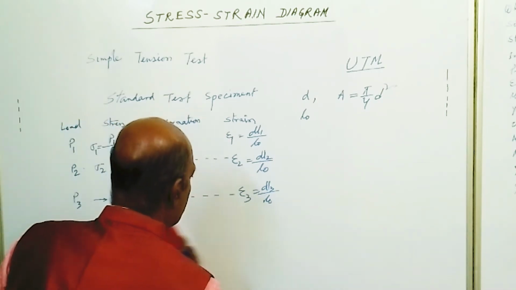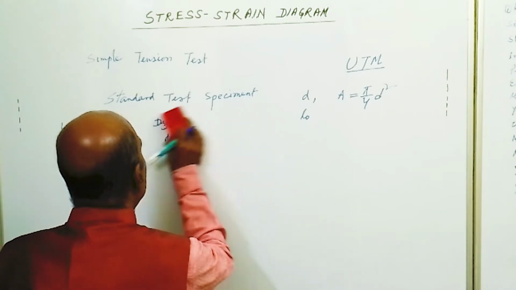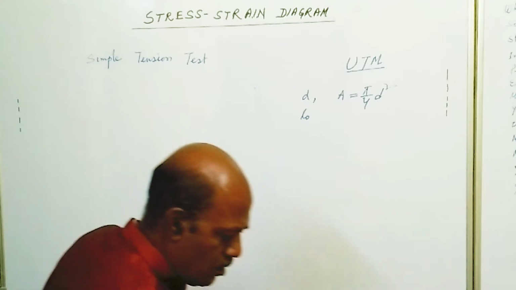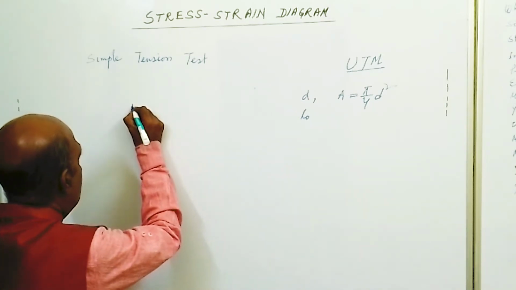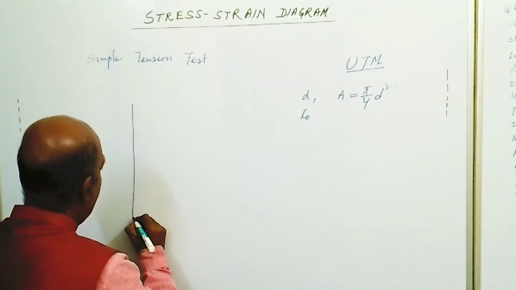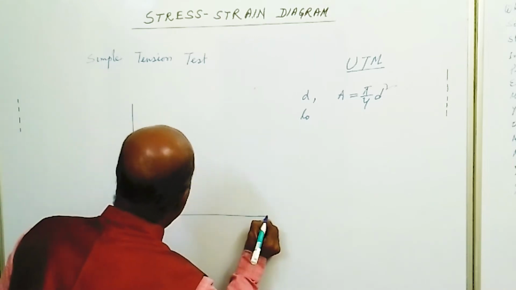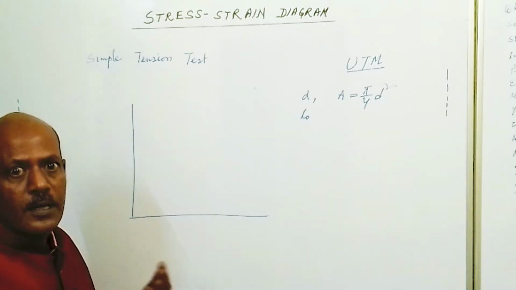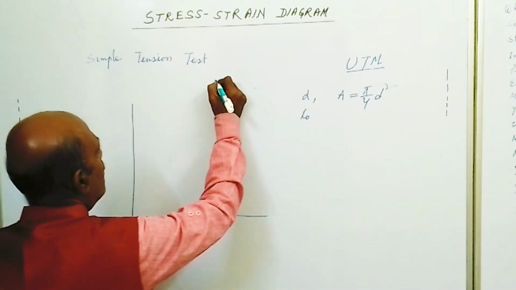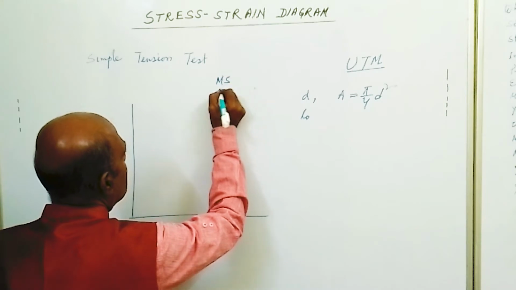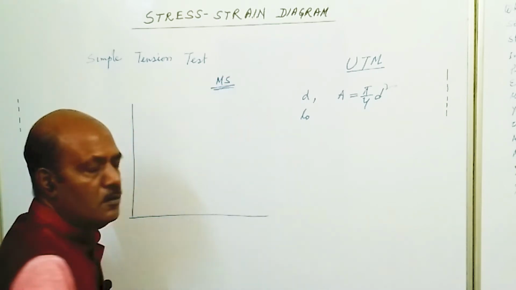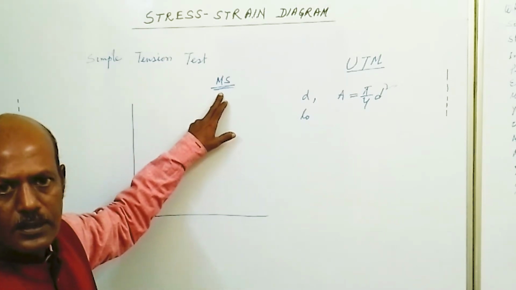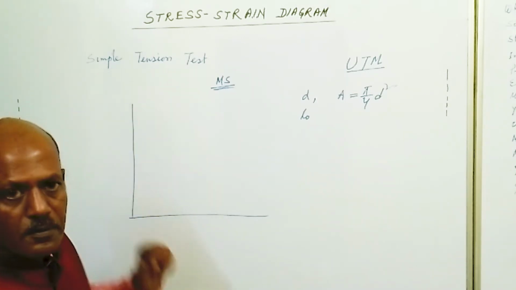Now if we plot these stress and strain values on graph paper, let the first test carried out be for a ductile body like mild steel. We are considering mild steel because of its enormous use in industry. That's why we are taking mild steel for the analysis of the simple tension test.